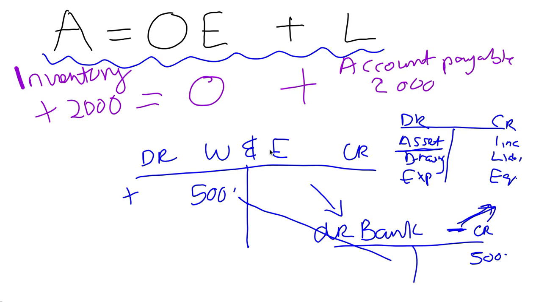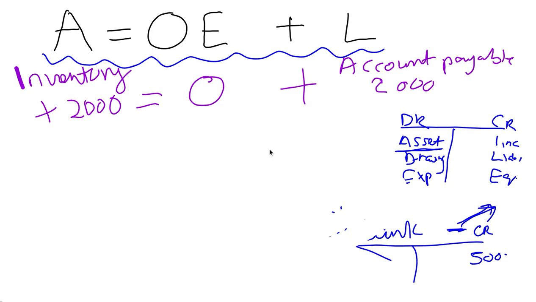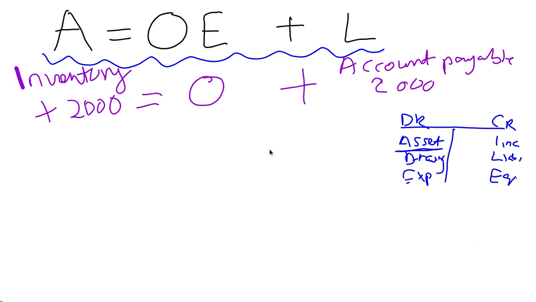So remember, for these types of transactions, it's not going to have an effect on your accounting equation. Okay, so your accounting equation is only for your assets, owner's equity, and your liability. So basically your balance sheet items.